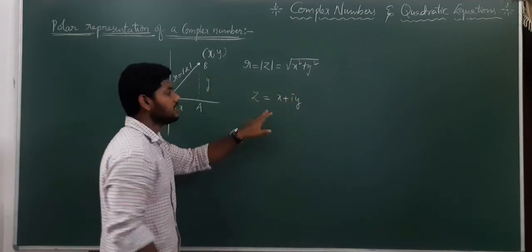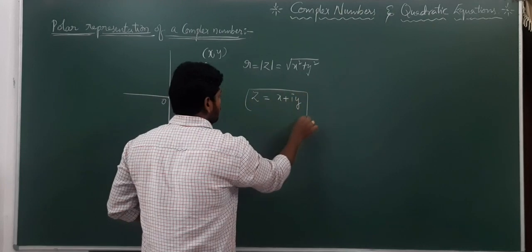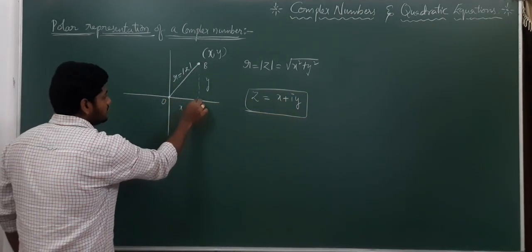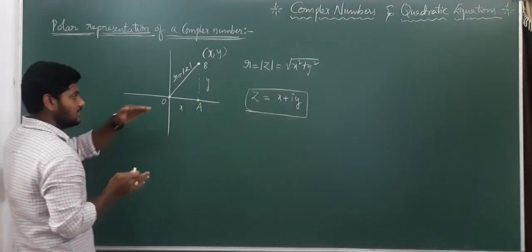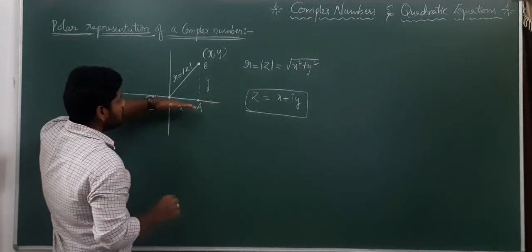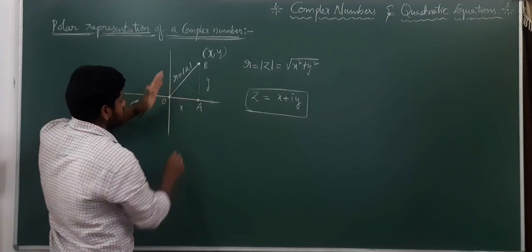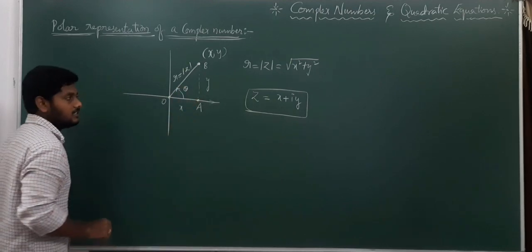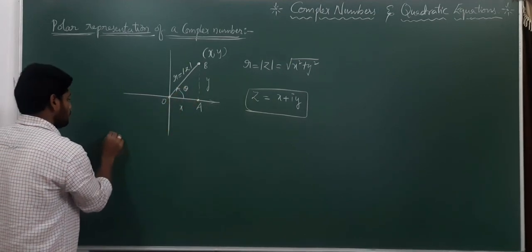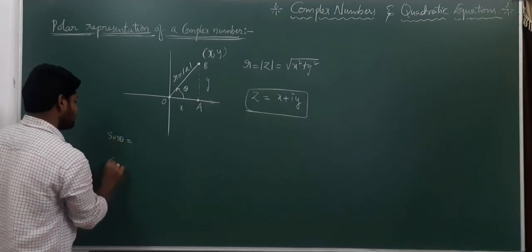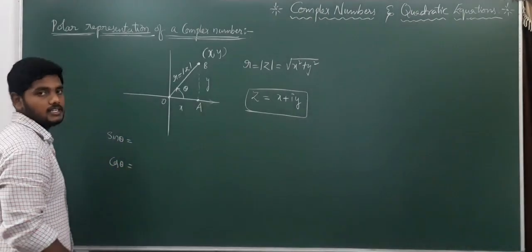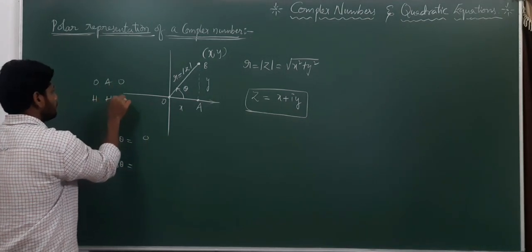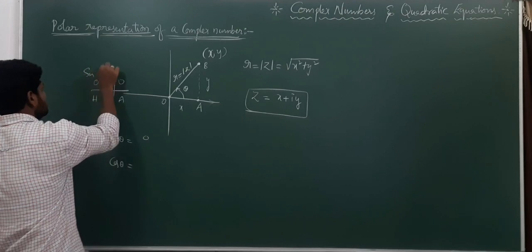If it is (x, y), it means x plus iy. Now from this, if I consider OA as the initial ray, and it transforms up to here with some angle theta, then according to this, what is sin theta, what is cos theta? Tell me, guys, what is sin theta?